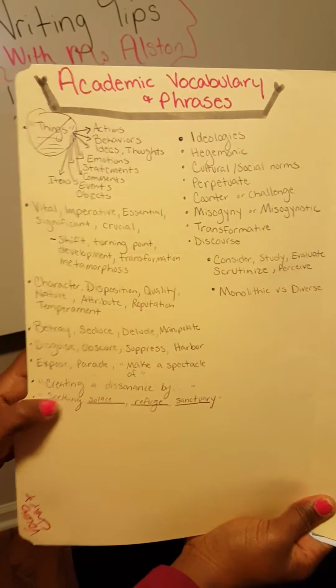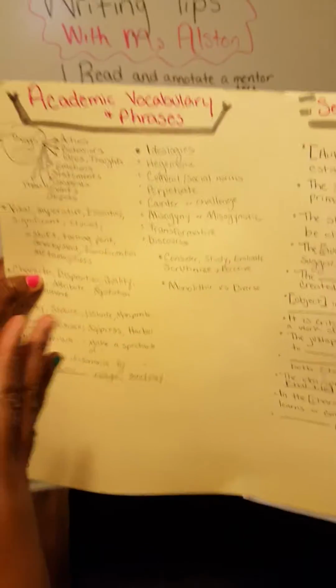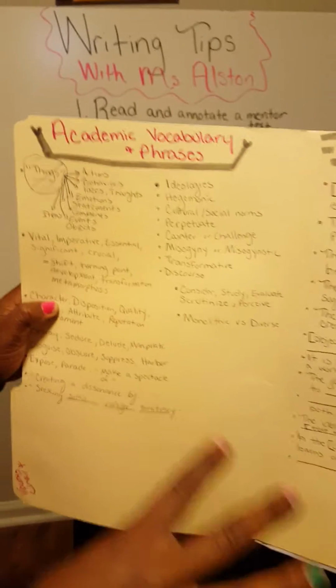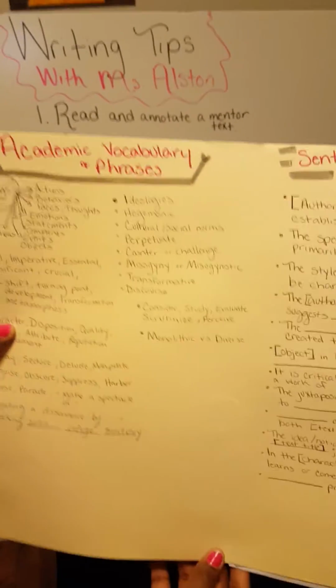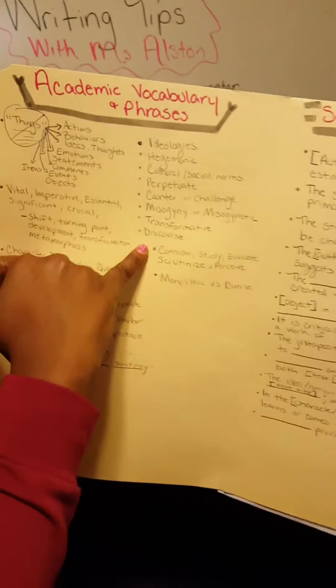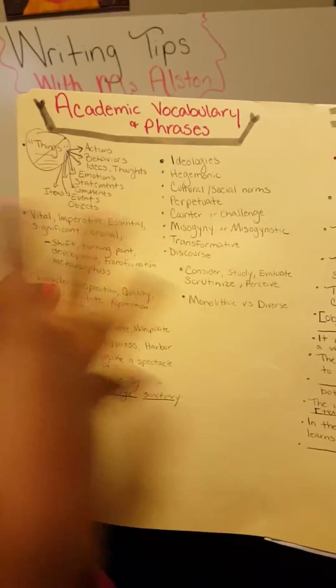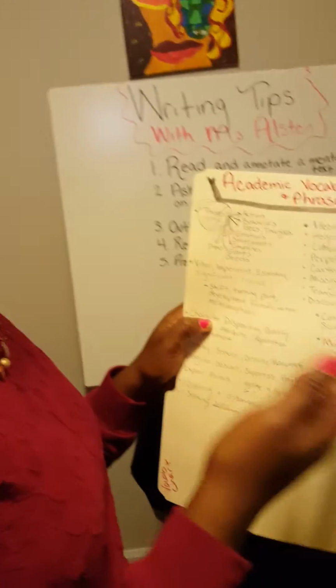And then I put some phrases here, which we'll continue to add to throughout the semester. When we're talking about critical studies and we're looking at issues of race and culture, here are some words we might use. For example, we have ideologies, hegemonic, cultural, social norms, perpetuate, counter, challenge, misogyny, transformative, discourse. And then once again, I've added other words, like study, monolithic. Once again, this is just me adding different words that I feel like we will use or that you might feel like you will use throughout your writing.